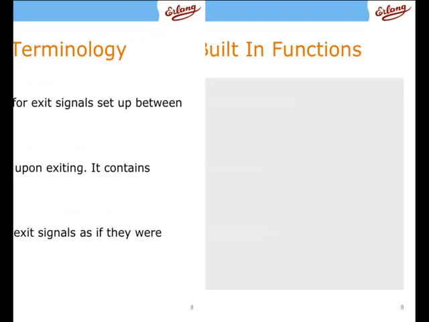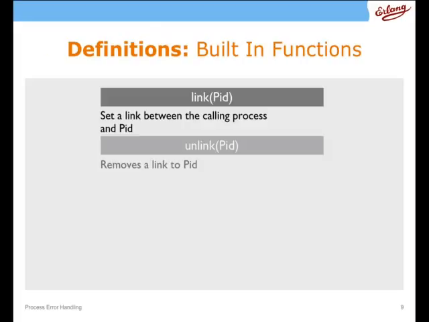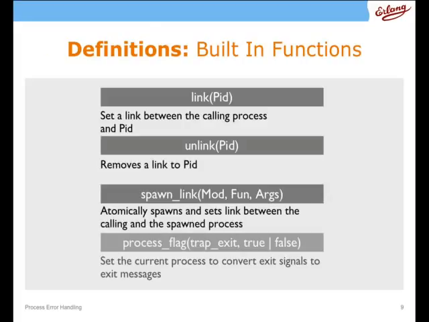Just to remind you of the functions we've talked about, the link function sets up a link between the calling process and the PID, which is its argument. It's also possible to remove a link using the unlink function. Spawn link combines the operation of spawn and link into a single atomic function, and the process flag function called with the arguments trap exit and then true or false will switch on or off trapping exits.